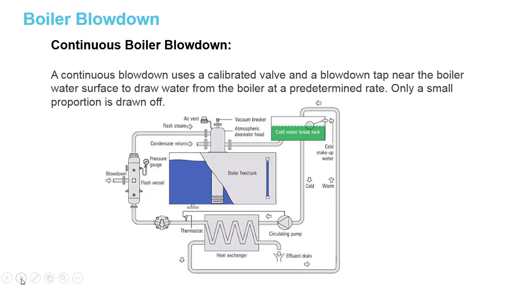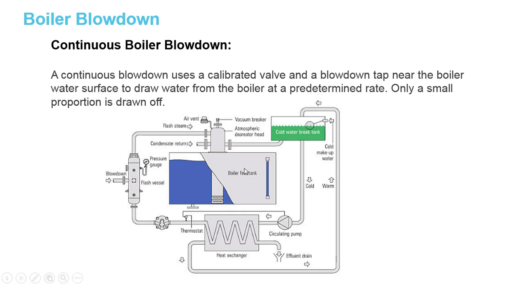Flash vessel. Continuous blowdown. A continuous blowdown uses a calibrated valve and a blowdown tap near the boiler water surface to draw water from the boiler at a predetermined rate. Only a small proportion is drawn off. You can see in the picture.